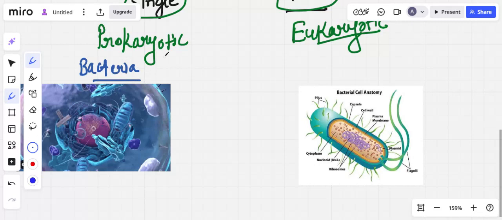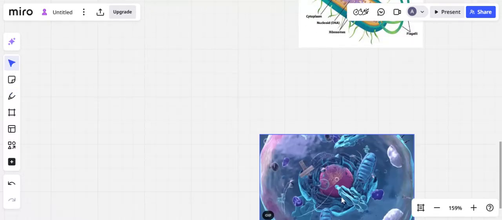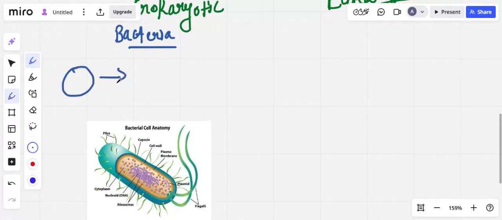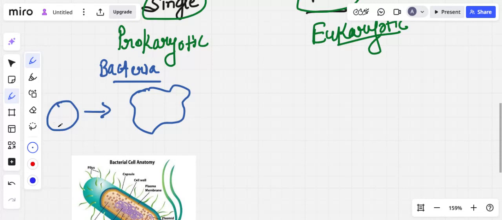That means your bacteria can expand their size. If they have one single cell, they can expand their size and become a mature bacteria. That's it. Can you see, they have only one single cell, they just expand their size. So this is the prokaryotic organisms.